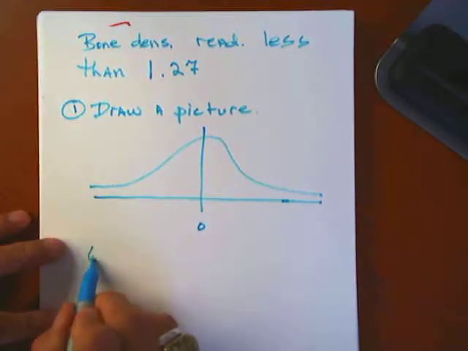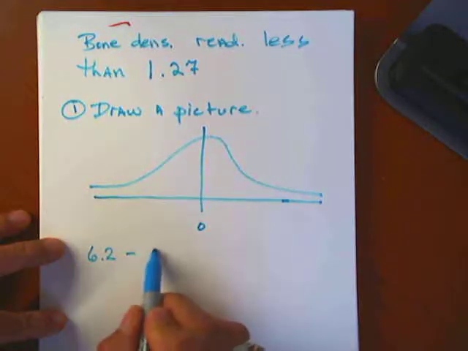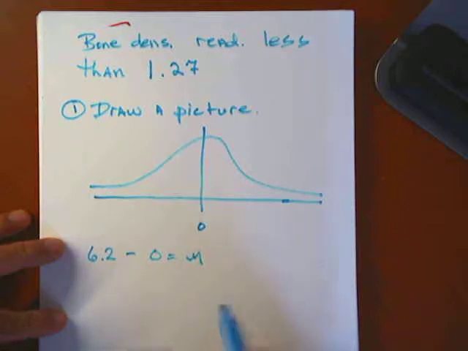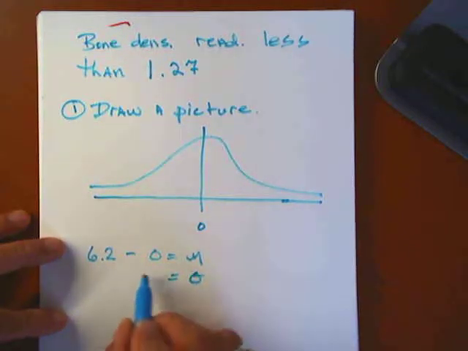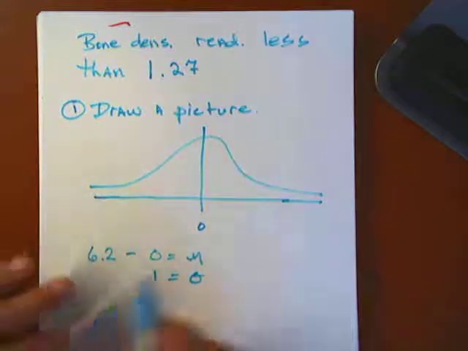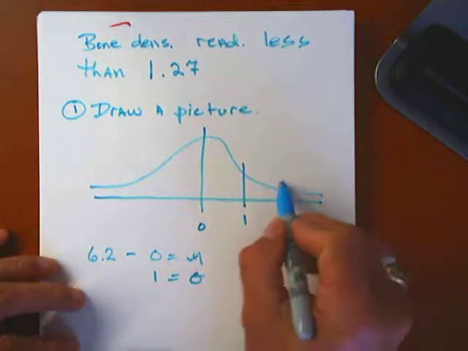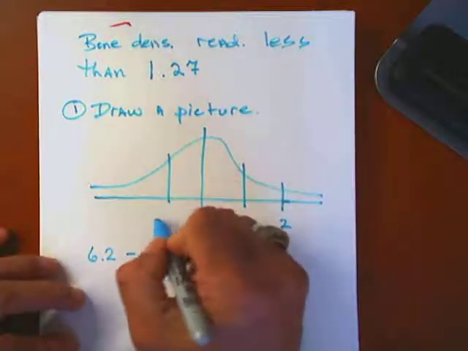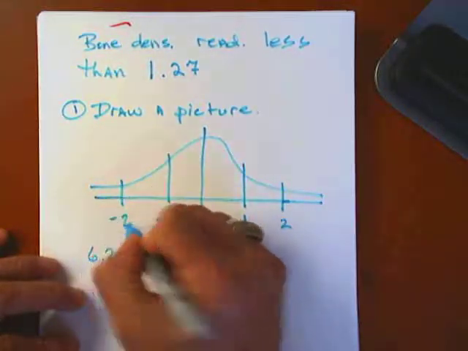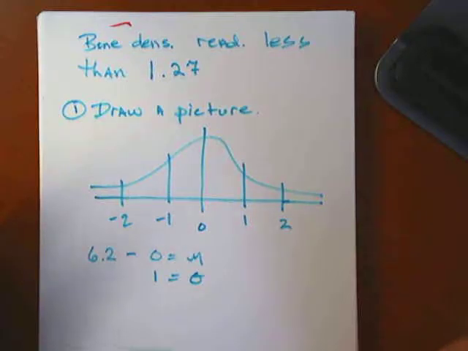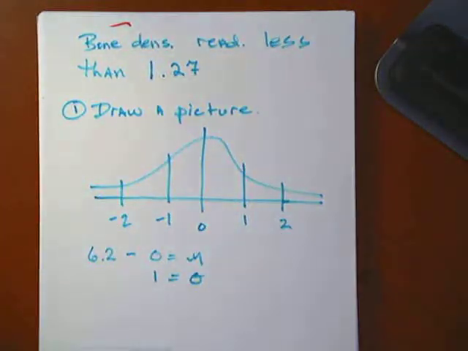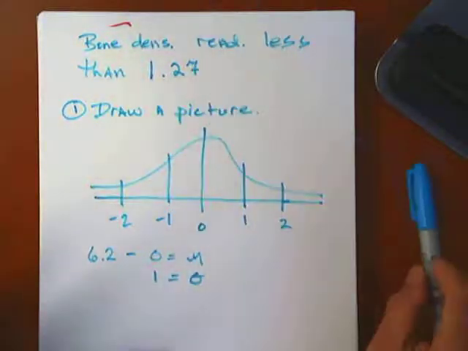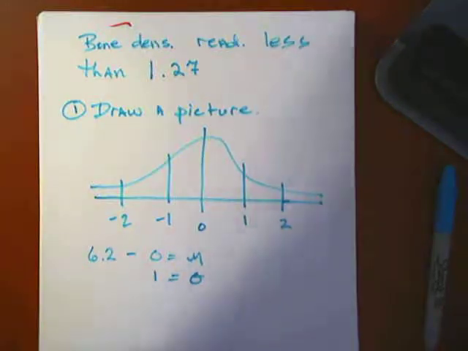And 0 in the middle. 6.2, the mean is going to be 0. Make that note. 6.2 material, 0 is equal to the mean, and the standard deviation is equal to 1. So that means a z-score of 1 to the right and 2 to the right, -1 to the left, -2 to the left. So all your 6.2 problems are going to be set up like this normal distribution.